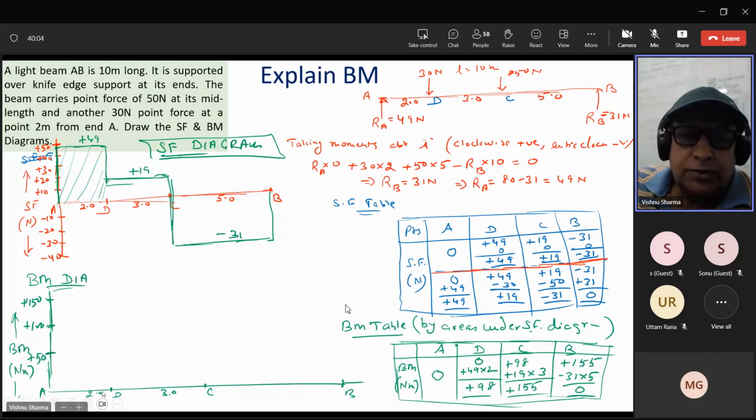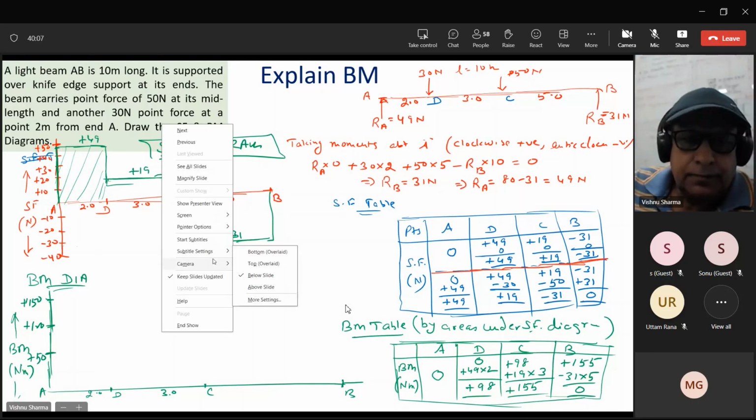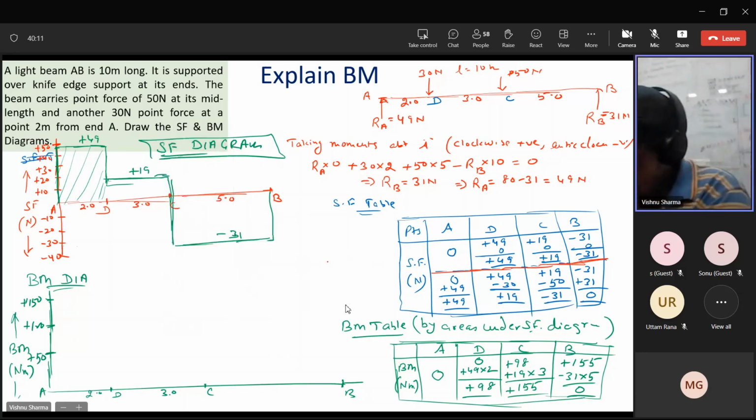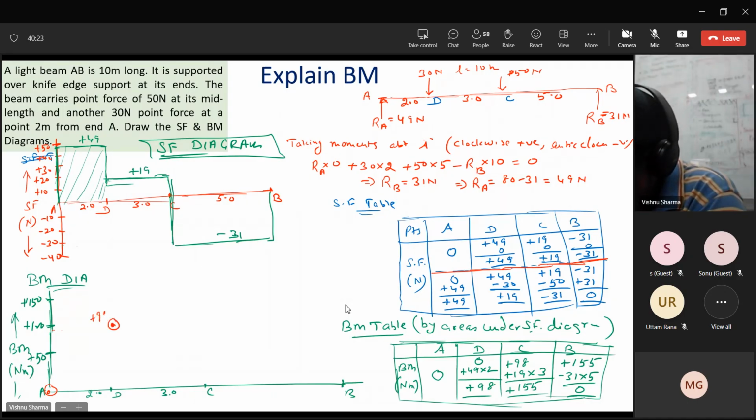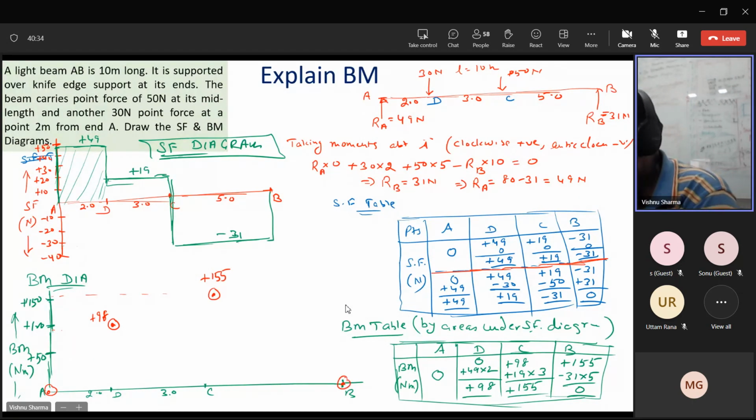Now let me mark these values. At A, it is 0. At D, it is plus 98. At C, it is plus 155. At B, it is 0. Now the question is, how do I join them?